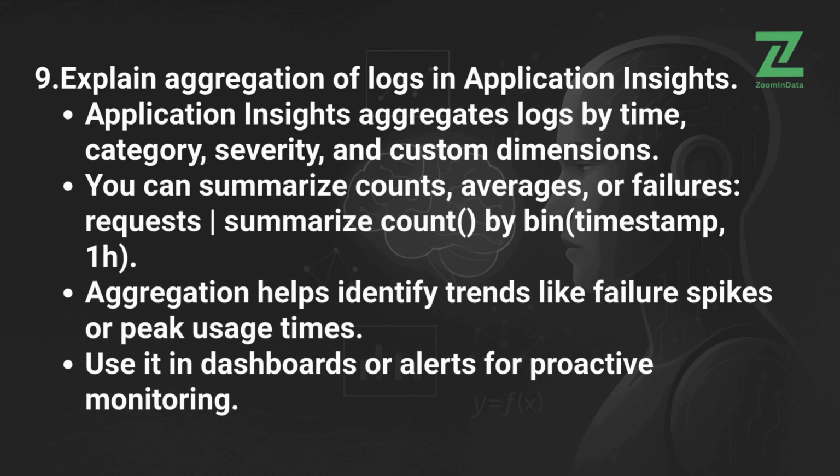Explain aggregation of logs in Application Insights. Application Insights aggregates logs by time, category, severity, and custom dimensions. You can summarize counts, averages, or failures. Example: requests | summarize count() by bin(timestamp, 1h). Aggregation helps identify trends like failure spikes or peak usage times. Use it in dashboards or alerts for proactive monitoring.